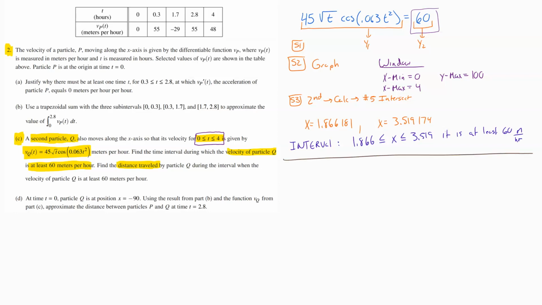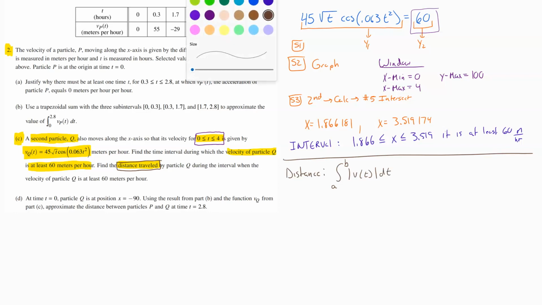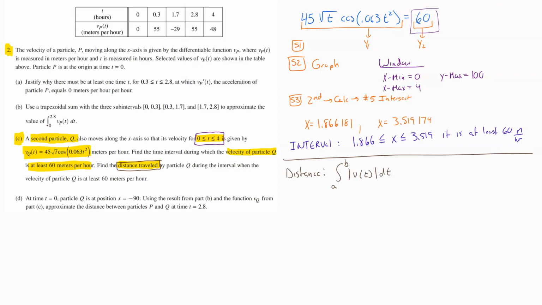And now the second part wants to know distance traveled. When we're talking distance, remember distance wants us to treat all area as positive. Distance traveled is an integral setup. It's the integral from A to B of the absolute value of whatever your velocity equation is. So for our problem right here, we would set this up and we would say this is going to be the integral from our lower bound, which would be the 1 point.